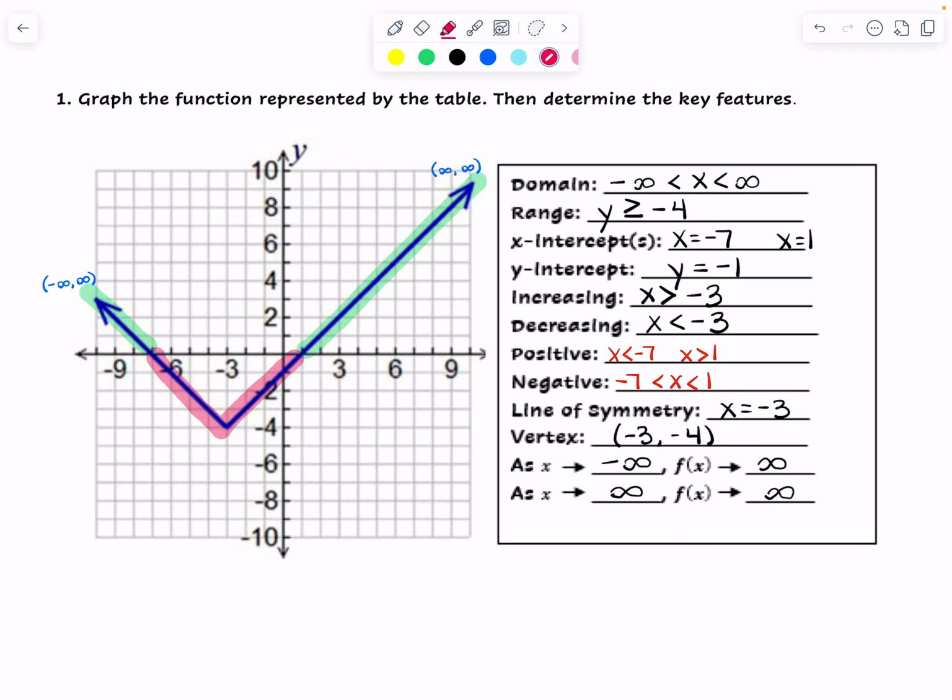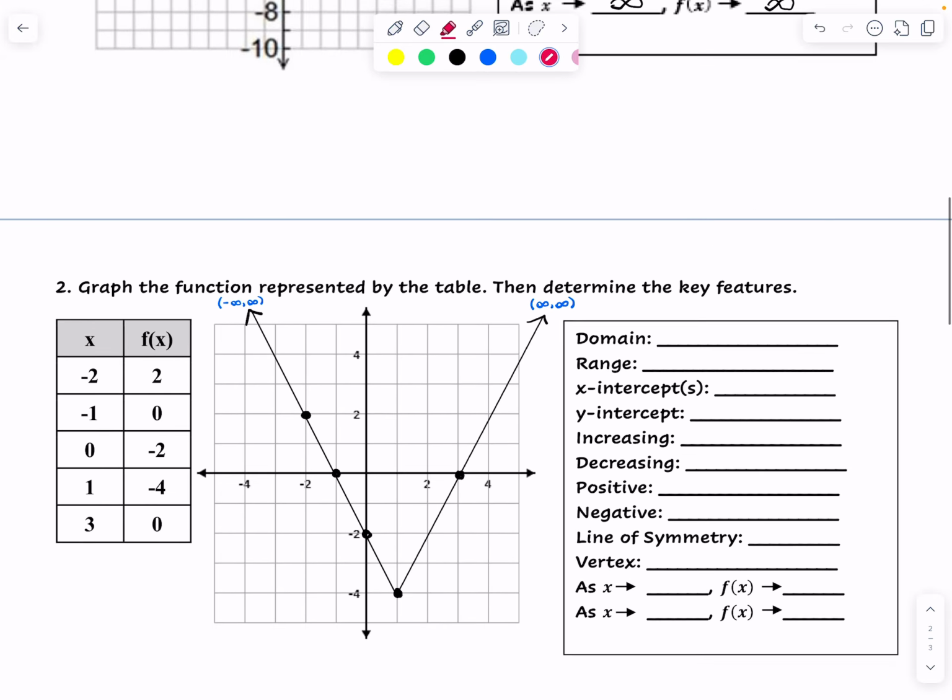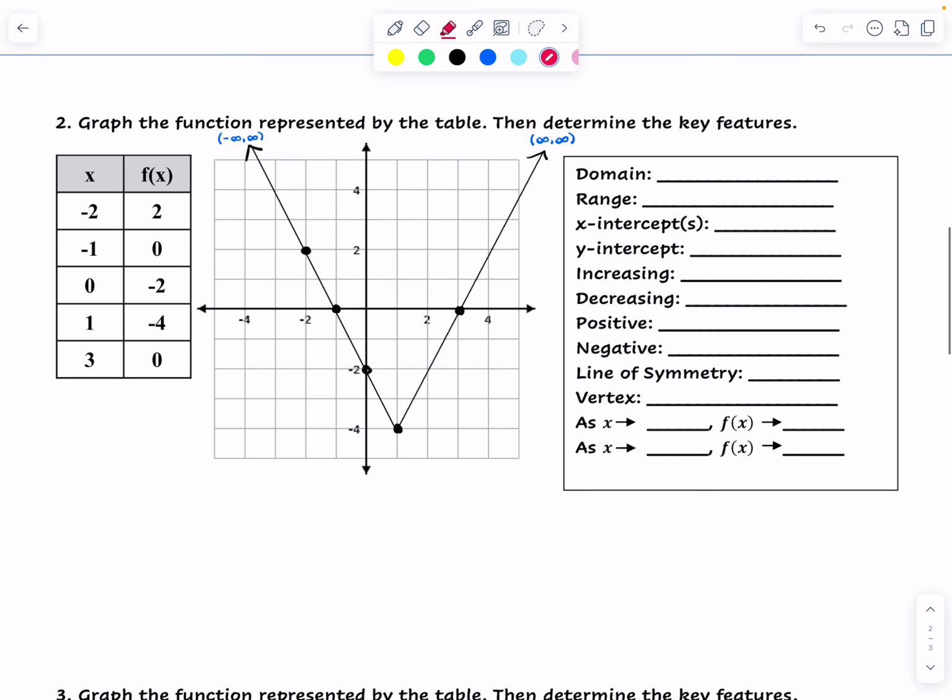All right, so now that I've got that on this one, let's go ahead and look at the other two graphs. On number 2, when is it above the x-axis? This segment here and this segment here. When is it negative? When is it below the x-axis? That's this portion here. Okay?